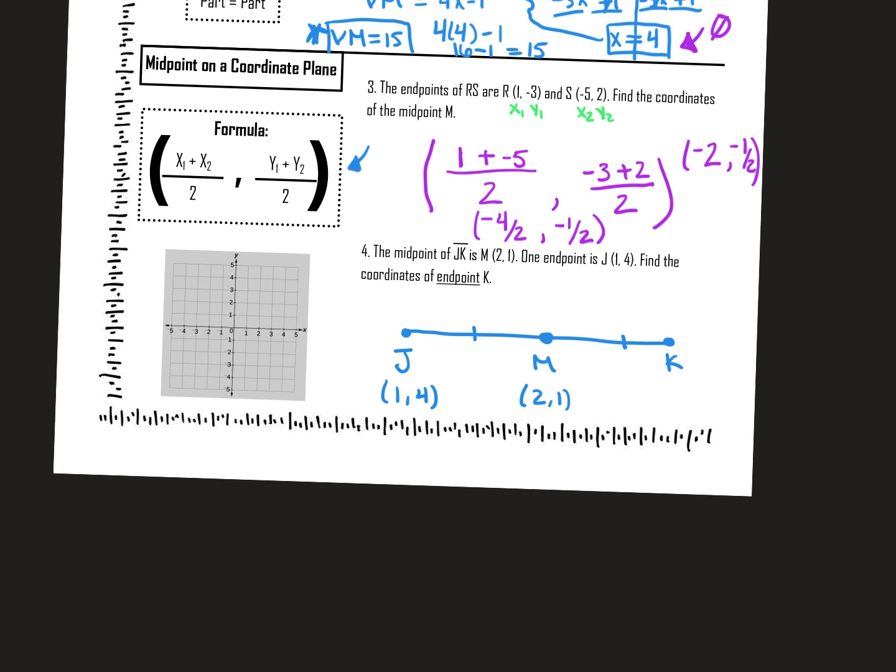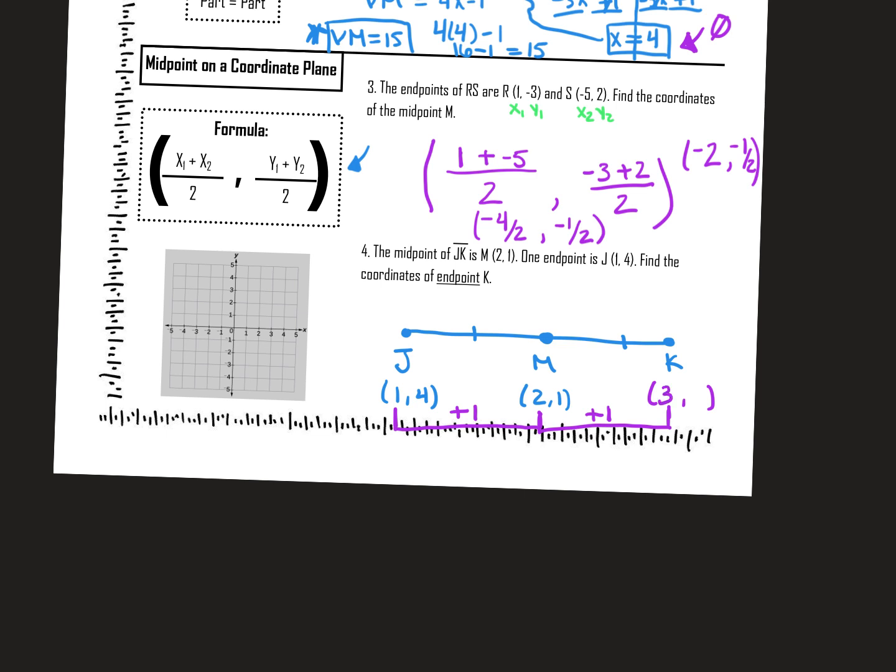So now what you need to understand is that the difference between my x values is going to be the same from one endpoint to the midpoint, and from the midpoint to the next endpoint. So in other words, from 1 to 2 is going to be the same difference as from 2 to whatever this new point is going to be for point K. So what did I do to 1 to get to 2? I ended up adding 1. And so the same method is going to follow here. So I should add 1. So 2 plus 1 is 3.